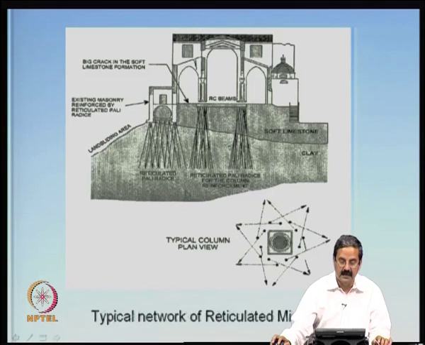This is another example. You have an existing masonry reinforced by reticulated piles. If you find that in a particular building there is a tendency for cracks, then in order to make sure that further damage does not occur, you put some micropiles here, which is quite useful.